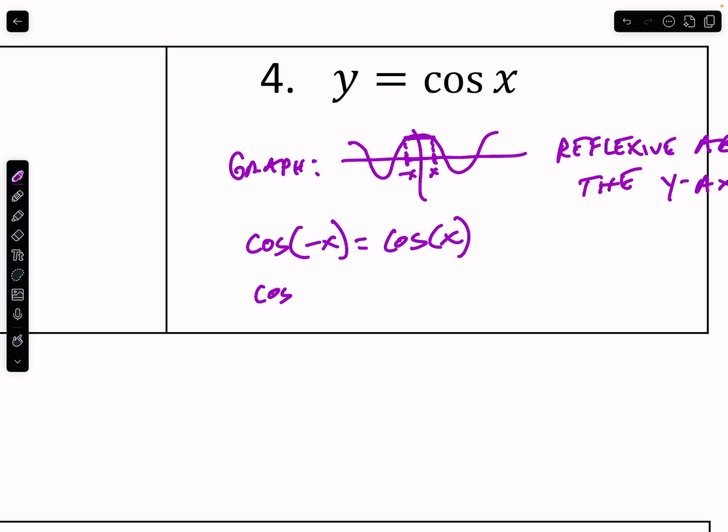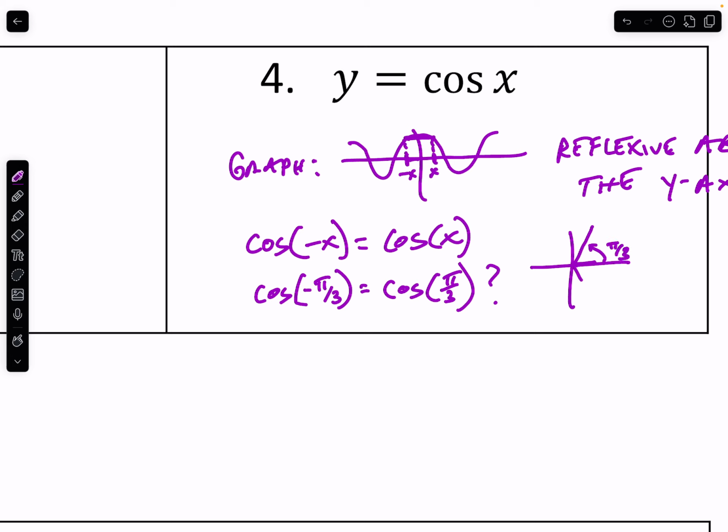But let's just take a look for a second on the unit circle. Let's say I do cosine of negative pi over 3. Is that going to be equal to cosine of pi over 3? Are those equal? Well, cosine of pi over 3 is this value right here, because here's pi over 3.